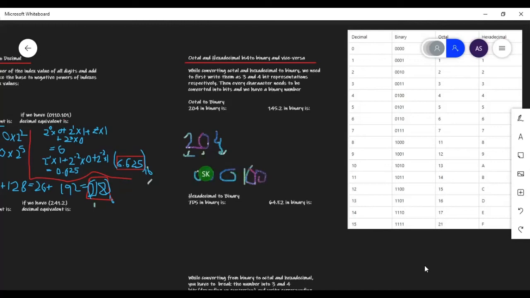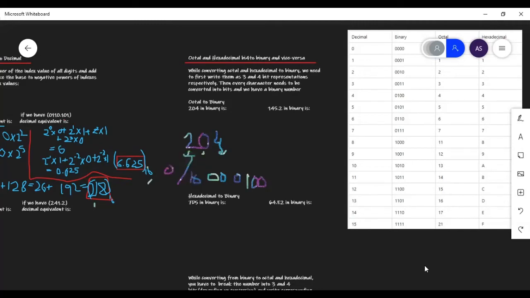Small mistake here. So we have 2 first, which is 0, 1, 0. You can ignore the first 0, and we have 1, 0, right? Then 0 is 0, 0, 0, and then 4 is 1, 0, 0. So we're going to use 3 places.